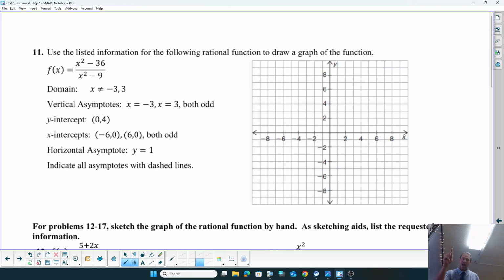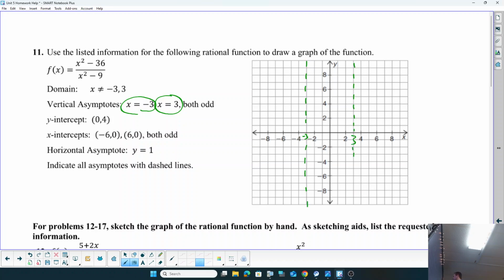Okay, so now we're ready for graphing. You got this. Pause me and try it on your own. Do you know how to graph? Well, this one, they give you the domain, negative 3 and positive 3, which are our vertical asymptotes. They're both odd, so opposite directions. So negative 3 is where one of our vertical asymptotes is, and we have a positive 3.